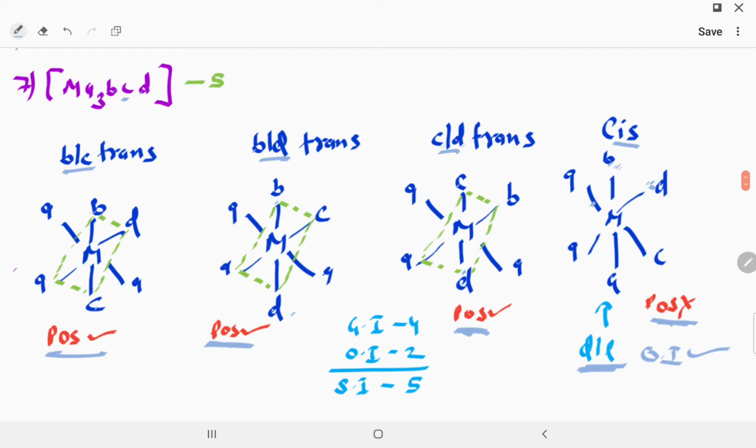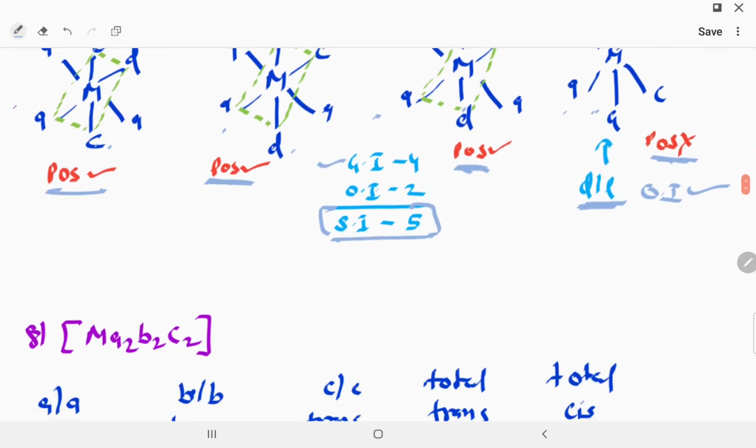So we can say total geometrical are 4: 1, 2, 3, 4. Optical are 2. Dextro and levo will show, but 1 we count in the geometrical. So total we count 5. Why sir 5? 4 are geometrical and this will show optical, but 1 we count in the geometrical. So when we take it as a stereoisomer, it comes out 5, not 6.